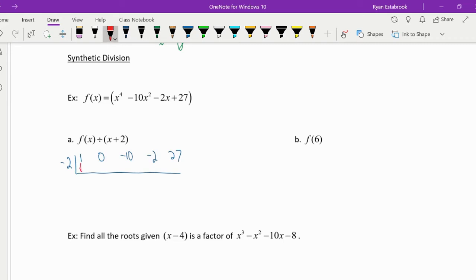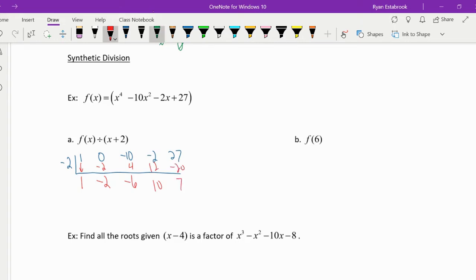The process, bring down the first number, and whatever you get down here, you're going to multiply by what's on the outside and put it up on the next blank. So 1 times negative 2 is negative 2. Always add going down. Negative 2 times negative 2 is 4. Add down. Negative 2 times negative 6 is 12. Add going down. One more time. Negative 2 times 10 is negative 20. Add going down, and we get 7.